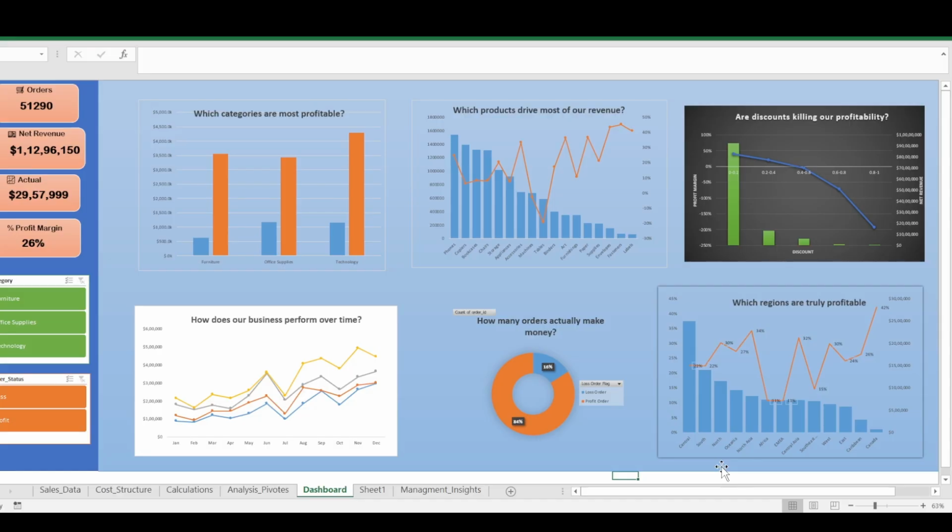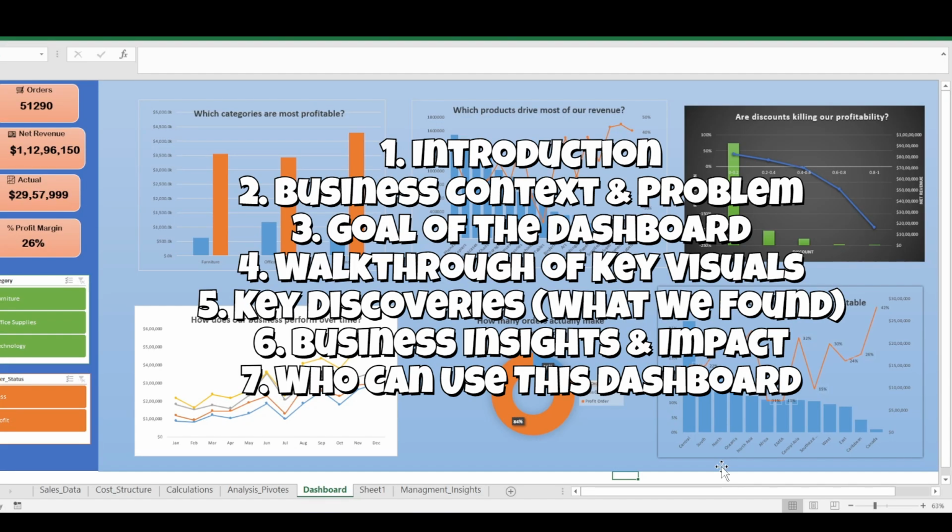So a good dashboard explanation always follows a simple structure. First, we explain what we have created. Second, we explain the business problem. That means what challenges the business was facing. And the third step is we explain the goal of the dashboard. How this dashboard helps to solve the business problem or to take business decisions. And fourth is we walk through the key insights shown in the dashboard, meaning explaining the visuals.